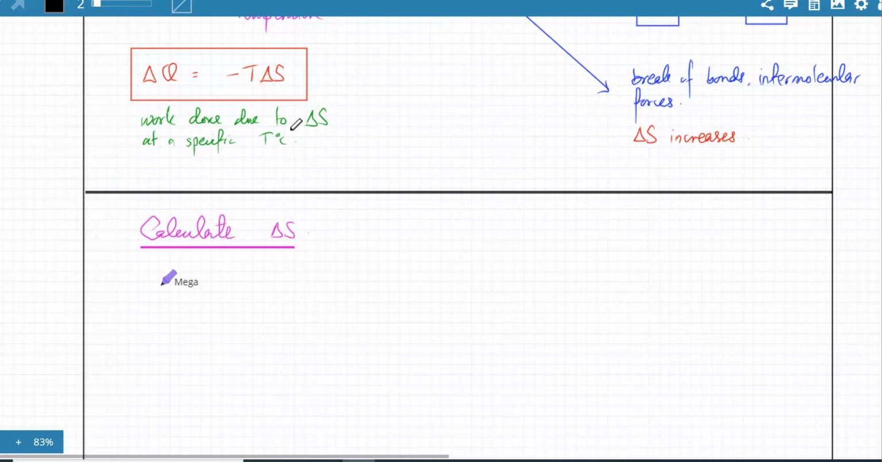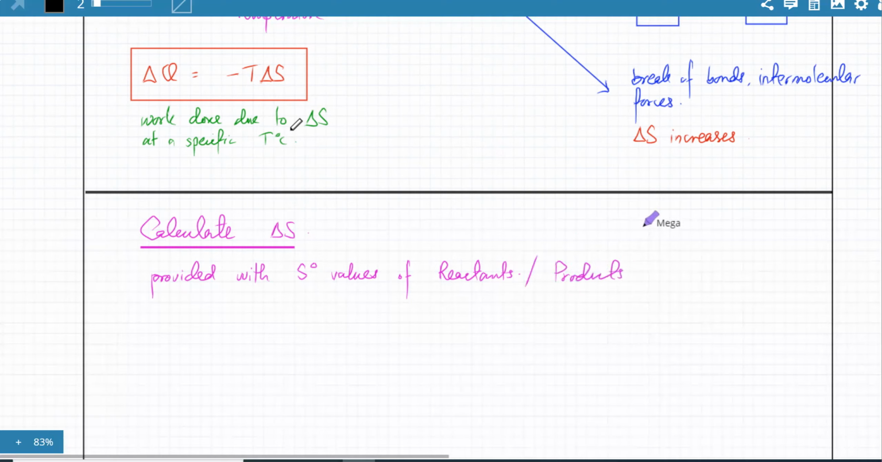And what you'd be given is provided with entropy values of reactants as well as products. So they would give you a table and they would tell you, let's say oxygen is being used. They'll tell you that oxygen gas has an entropy value of whatever that value is at room temperature.